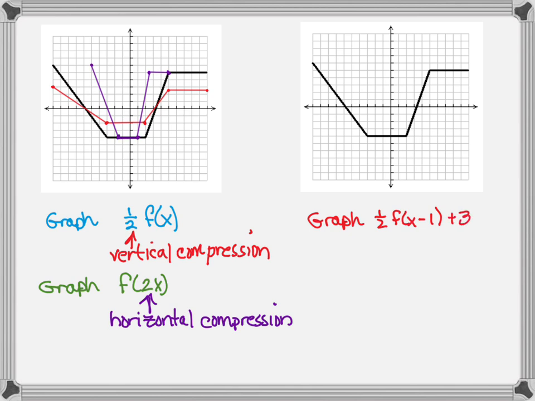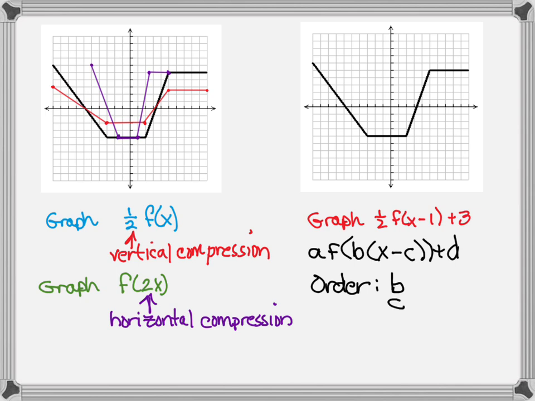Okay, let's combine several of these all together. So we're going to look at the graph of 1/2 f of x minus 1 plus 3. So in general, we could have a of f of b of x minus c plus d. And when we have multiple transformations, we do need to go in an order. We would look at horizontal stretches or compressions first. And if we had reflections over the y-axis, we would do those at the same time as well.